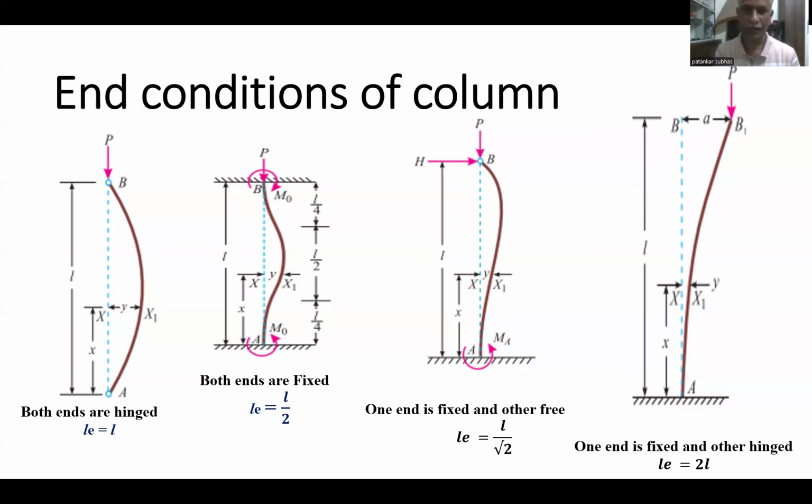There are four end conditions when we consider the column: both ends hinged, both ends fixed, one end fixed and the other hinged, and lastly one end fixed and the other free. Generally, in a building, if there is an intermediate story, that means the column with the bottom beam and top beam, then it is treated as fixed.